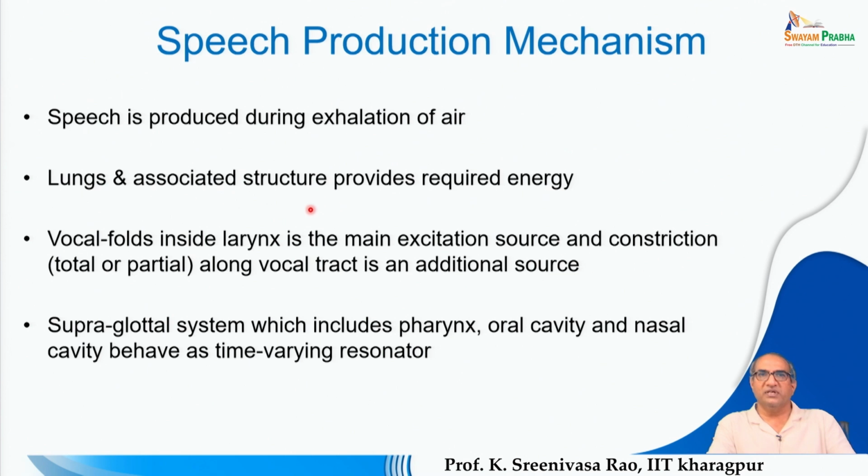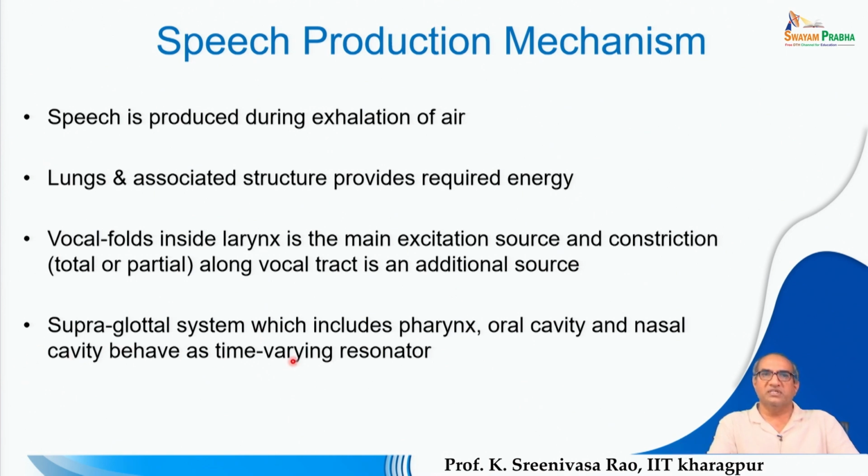The lungs and associated structures provide the required energy, and the vocal folds inside the larynx are the main excitation source, while the constriction, total or partial, along the vocal tract is an additional source. As I mentioned, some sounds are produced due to the vibration of the vocal folds, and other sounds are produced by constraining the exhalation at different places in the vocal tract. We will see the details.